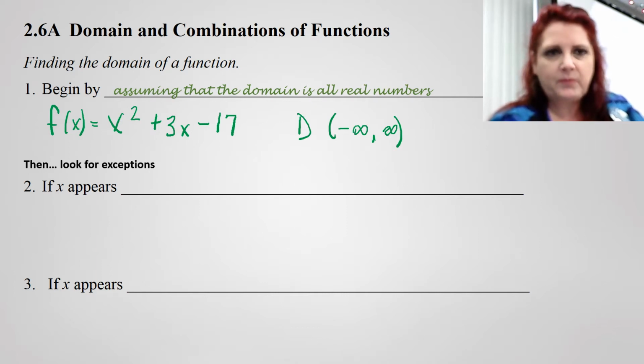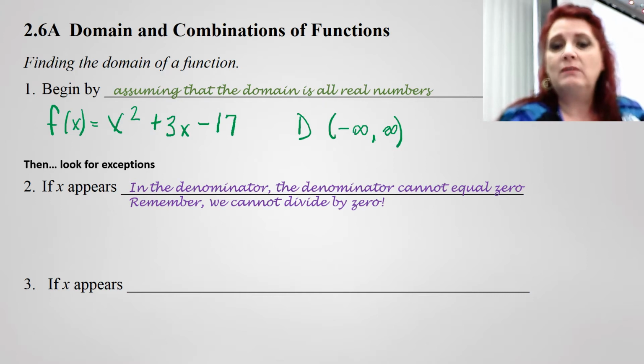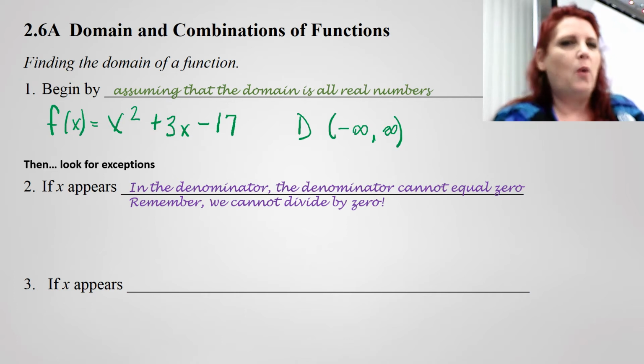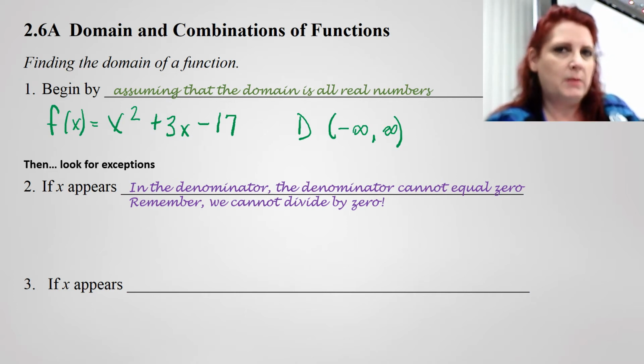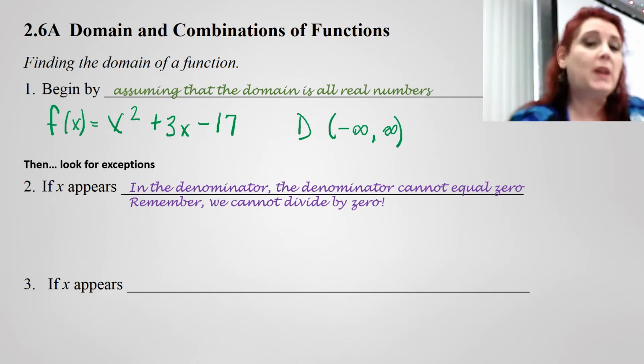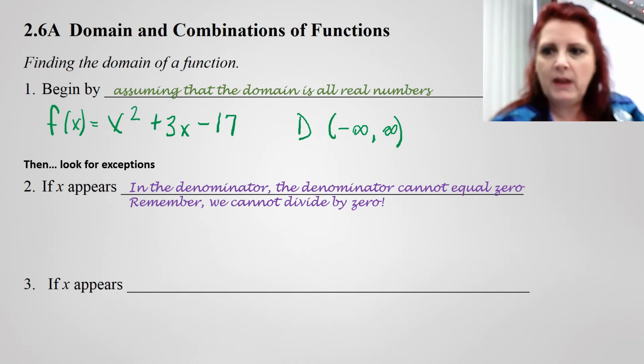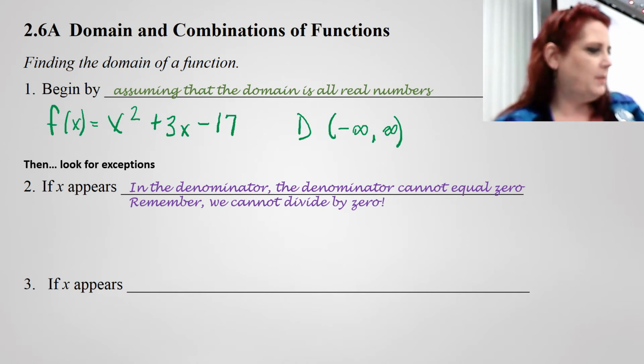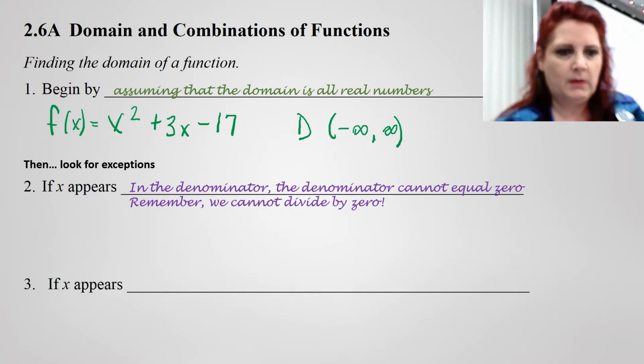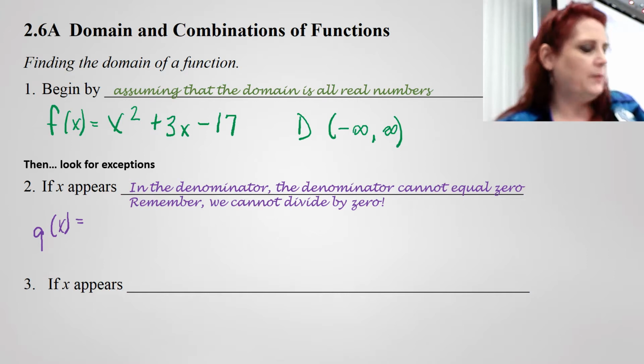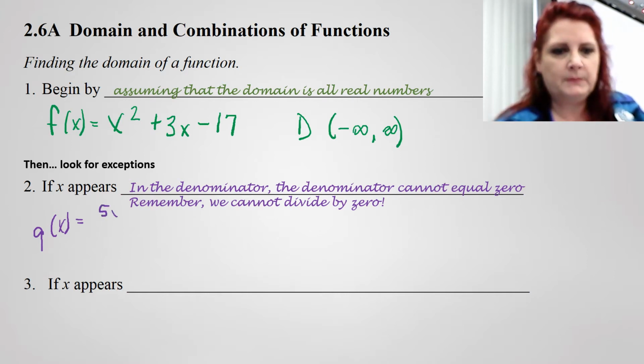are some. The first exception that we're going to look for is if they have a denominator and we have an x in the denominator, whatever that x would be that makes the denominator 0 would be an exception because we can't divide by 0. So if I have an example of g of x is equal to 5x over x squared minus 49.